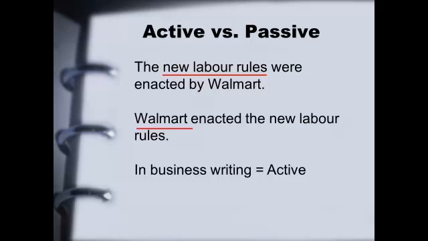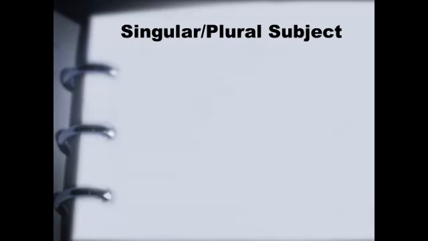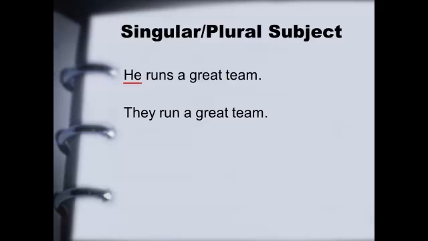Now there is another concern that comes up, and this has to do with singular and plural subjects. You wouldn't think it'd be an issue because it's so simple, but I think it's just confused when we talk about companies. So he runs a great team. That's pretty simple. Who or what runs a great team? He. That's a singular subject. They run a great team. Who or what run a great team? They do. They is obviously not singular. It's plural.